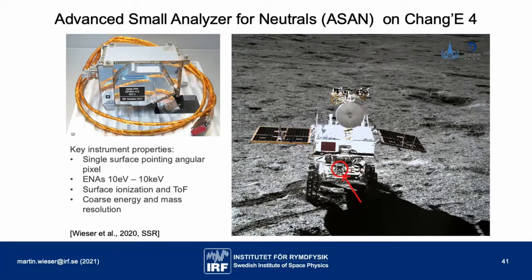So the angular distribution can be investigated. The ASAN instrument is a single pixel instrument, so it requires the rover to move around to obtain the science data. But internally, it is built almost identical to the Chandrayaan SARA instrument, so it has exactly the same functional groups. It features a charged particle deflection system, a conversion surface, energy analysis, and a time of flight system.